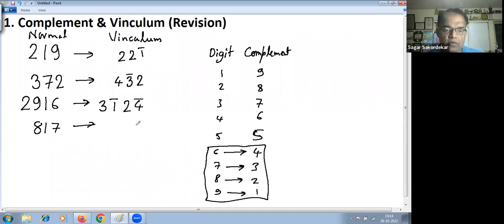Parth, here 7 is above 5, so take complement. Put dash, add 1. 1 plus 1 is 2. 8 is above 5, so you'll have to take complement. Complement of 8 is 2. Put dash, add 1. Nothing is 0, 0 plus 1 is 1. Okay, 1 bar 2, 2 bar 3. Okay, Parth, any doubt? Try this, Parth.